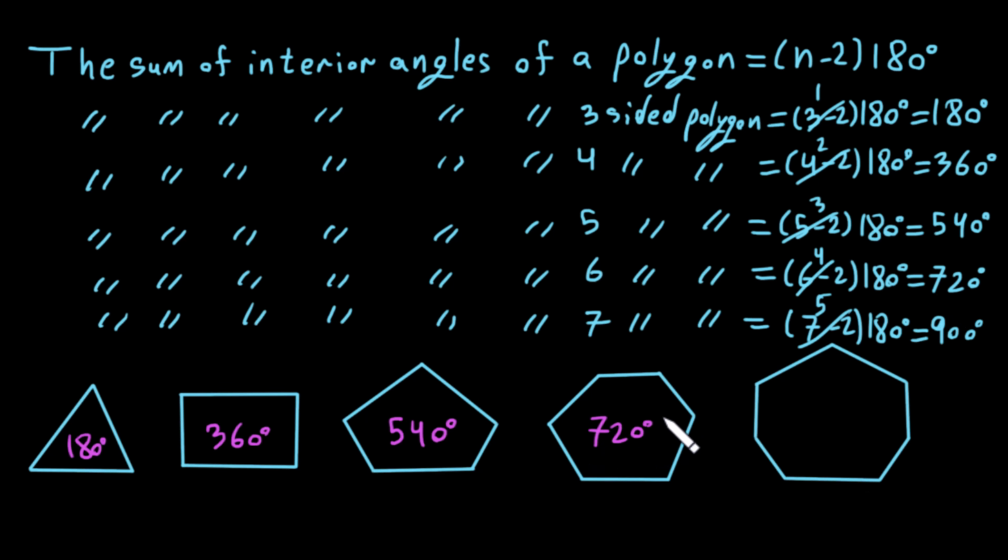720 is the sum of interior angles of this shape. This has 1, 2, 3, 4, 5, 6, 7 sides. So the sum of interior angles of this seven-sided polygon is 900 degrees. So as you can see, every time we add 180 degrees from the triangle to this seven-sided polygon.